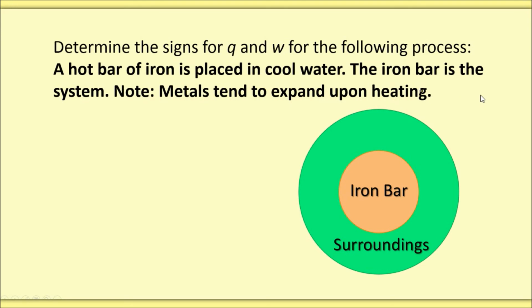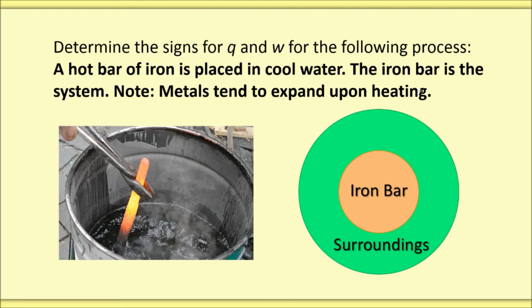So again, I want you to pause the video, try to do this one on your own, determine the signs of Q and W, and then resume the video and we'll talk through it. Alright, so when an iron bar is placed in water, it's going to cool down and heat the surrounding water. So the heat is coming from the iron into the water, which means that heat is leaving our system. Remember, the iron is the system here. Heat is leaving the system, which makes Q less than 0, which makes it negative.